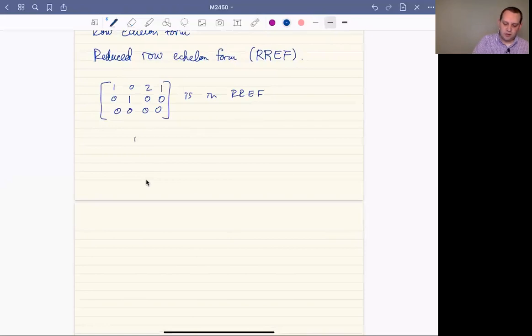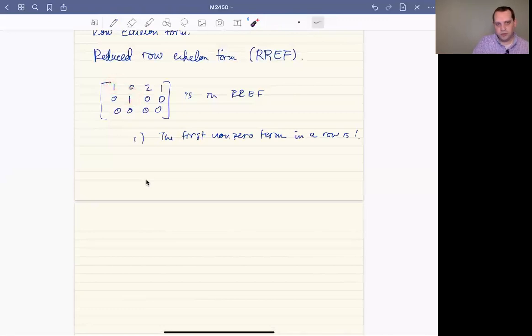So the first thing that we want is that the first non-zero term in any row is a 1. Okay, so notice that the first non-zero terms are both 1s. So that's the first step.